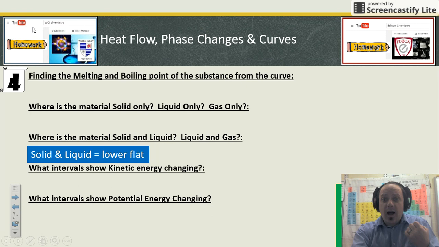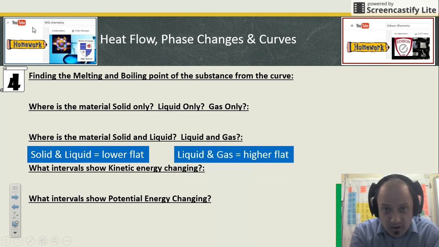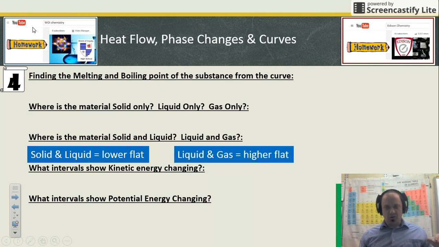Where are we having multiple phases of matter? Well, in the flat portions, where the material is changing from a solid to a liquid, lower flat, or a liquid to a gas, the higher flat, we've got both solid and liquid, or liquid and gas present. Okay, you'll never have a solid and a gas present at the same time on one of these graphs.